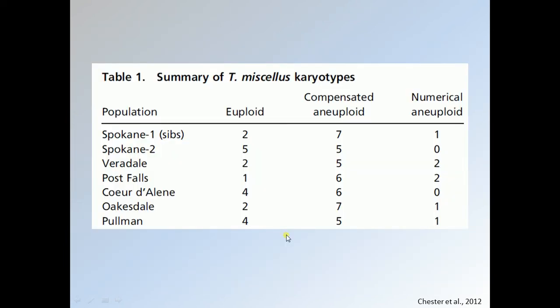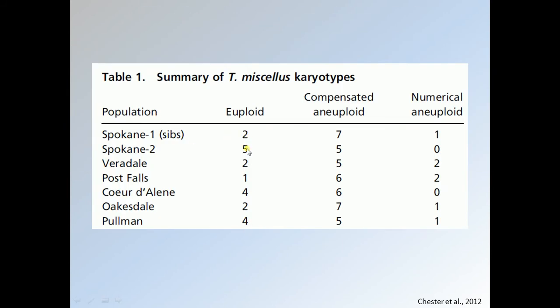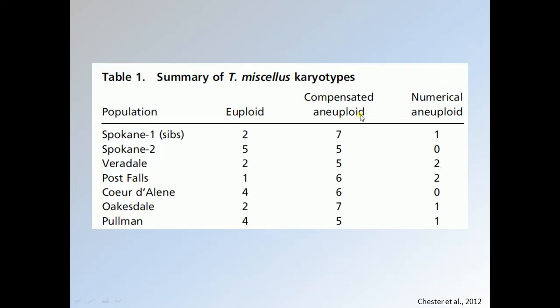Okay, so now if we look at the summary of what they found for all the populations, they looked at the euploid. So euploid means that you have the proper number of chromosomes. So basically you have this scenario, 2 from each species, nothing special. And what you can see is that this is not the majority, far from it. The majority is instead what they call compensated aneuploidy. So that means that you have aneuploidy if you look at one subgenome. So here you have 2 extra copies or 1 single chromosome, but it's actually compensated by the fact that in the other subgenome you have absolutely no chromosome. Okay, so that's what they call compensated aneuploidy.